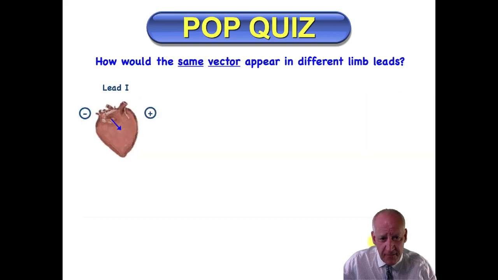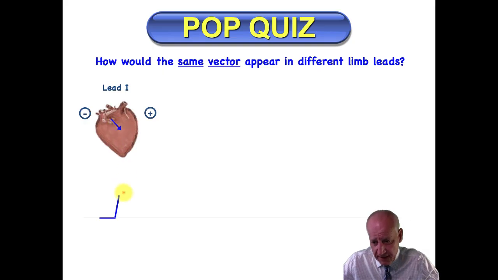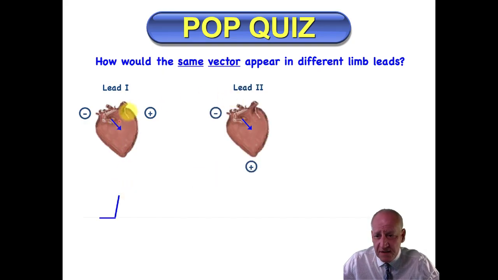How about the same vector? How would the same vector appear in different limb leads? Let's first consider lead 1. Lead 1, the positive pole, is on the left shoulder. How would this vector appear to lead 1? Well, it would be a positive deflection, wouldn't it? Yes. How would this same vector appear in lead 2?